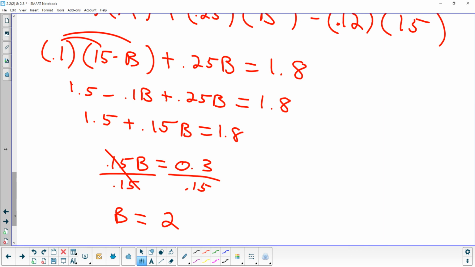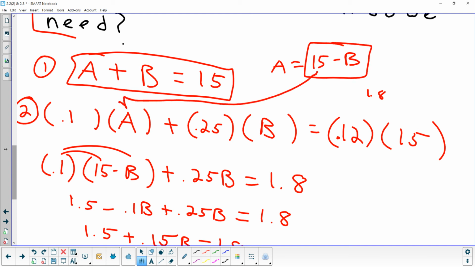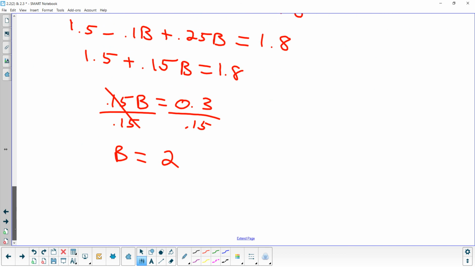Where did you get the 15 minus B? So that comes from rearranging this equation by subtracting B from both sides. So you get A equals 15 minus B. So it's a rearrangement of that equation. And then we substituted that in for the A right there. Yes. Yep. All right. Anything else on that one?